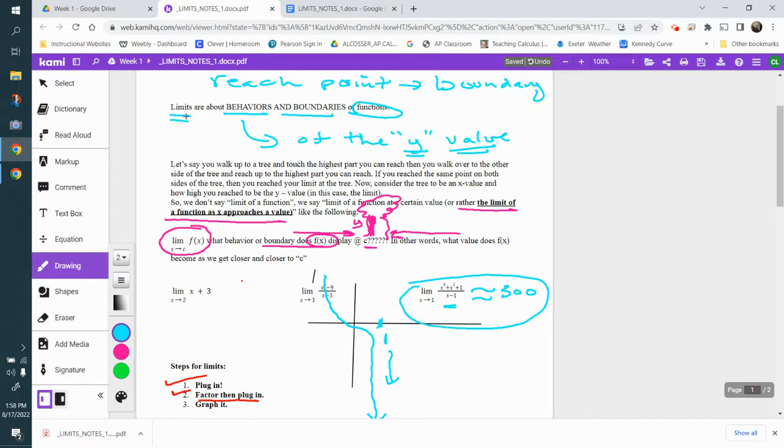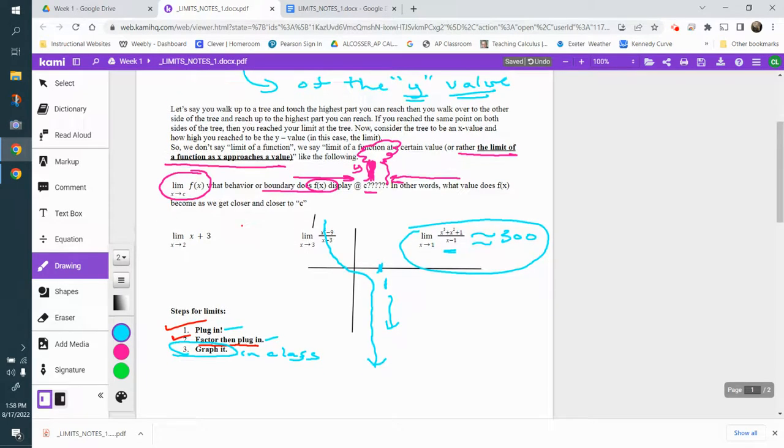So the point behind this one, sorry about that, guys, I picked a really bad example, is that if you cannot plug it in and you cannot factor it and plug it in, you're going to graph it on your calculator, and we're going to use the calculator to find it. This one in particular, I'm going to show you in class tomorrow. It's a lot easier to do in class, so I can answer questions.